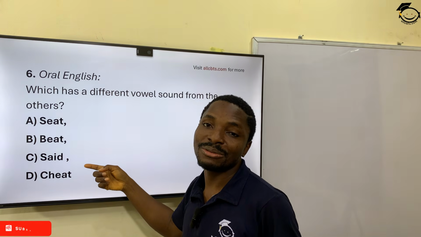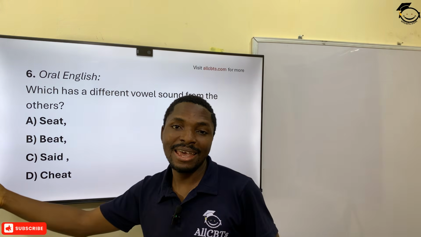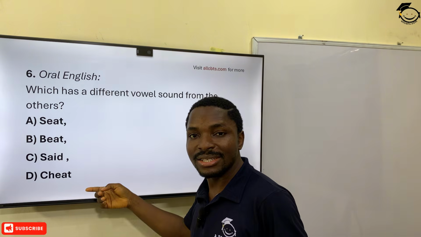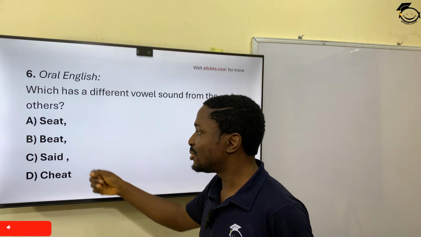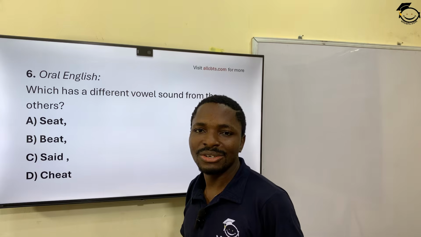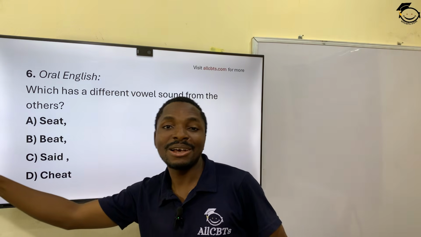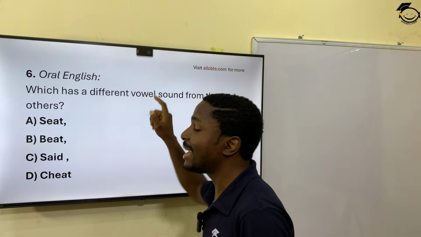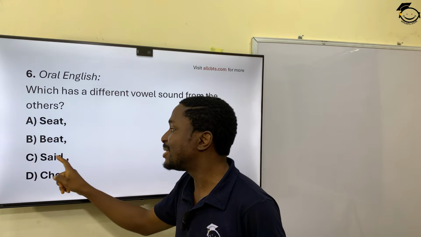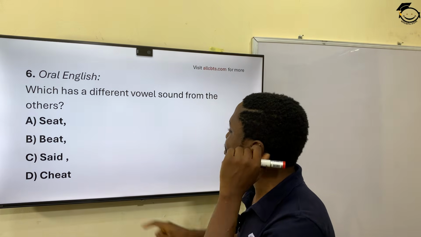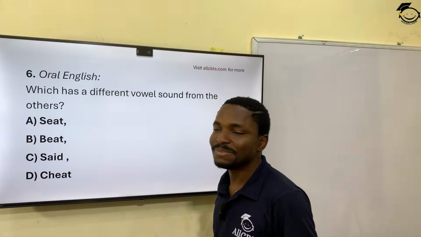This is like the air sound, like as in air. Said, air. You see that? Then you have cheat. You have the long E. So we have sit, beat, cheat. This is hard. So said has the air sound, like in A-I-R, air. Okay, so this is the odd one. It has a different vowel sound, right? So option C is the correct answer.